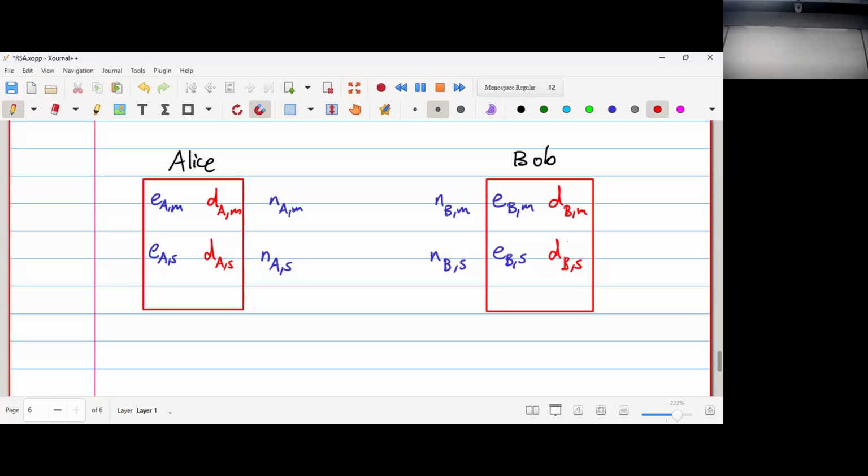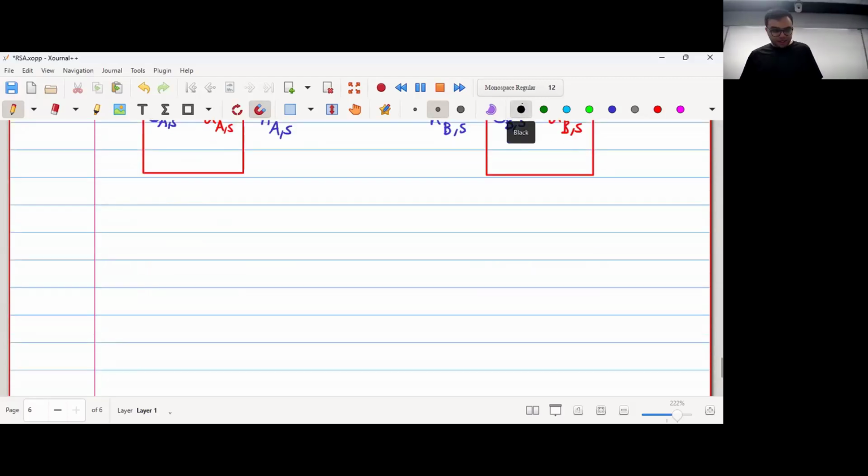So now, finally, when Alice wants to send a message to Bob, what should Alice do? Alice should encrypt the message so that only Bob can read it, but she has to also include her signature so that Bob can be sure that it came from Alice. Okay. So to send a message M from Alice to Bob, Alice should do this.